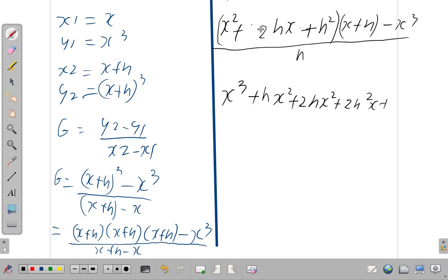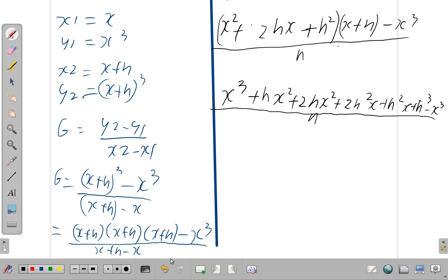So we have x squared times x, which is x cubed, then x squared times h, which is hx squared, plus 2hx times x, which is 2hx squared, plus 2hx times h, which is 2h squared x, plus h squared times x, which is h squared x, plus h squared times h, which is h cubed, minus x cubed, all over h.